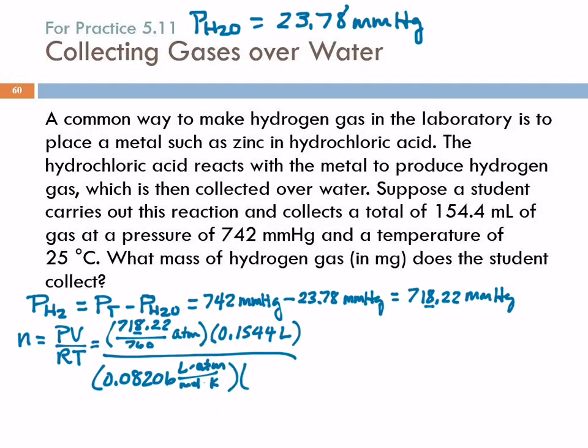And the temperature, 25 plus 273 is 298.15 Kelvins. So I did some shortcuts here. If you're showing your work like on an exam question, I would like to see this part, but it's not absolutely necessary. This is really the minimum of showing your work. I want to see what numbers you were multiplying and dividing. So I've got 718.22 divided by 760 times 0.1544 divided by 0.08206 divided by 298.15, and I'm getting a very small number.